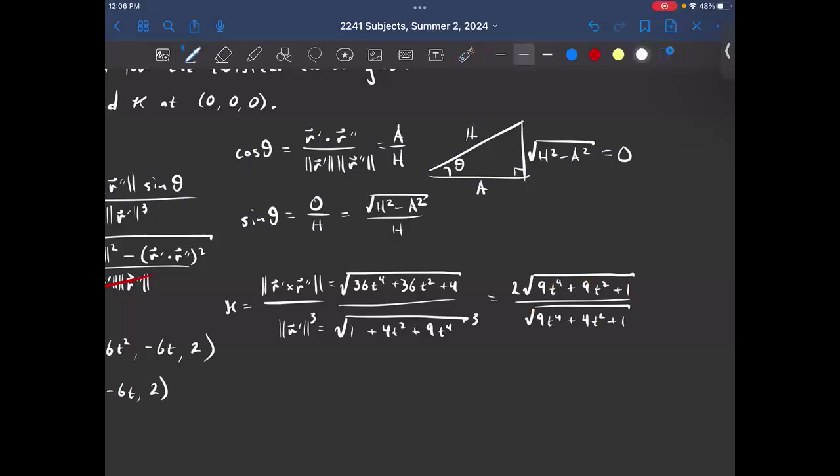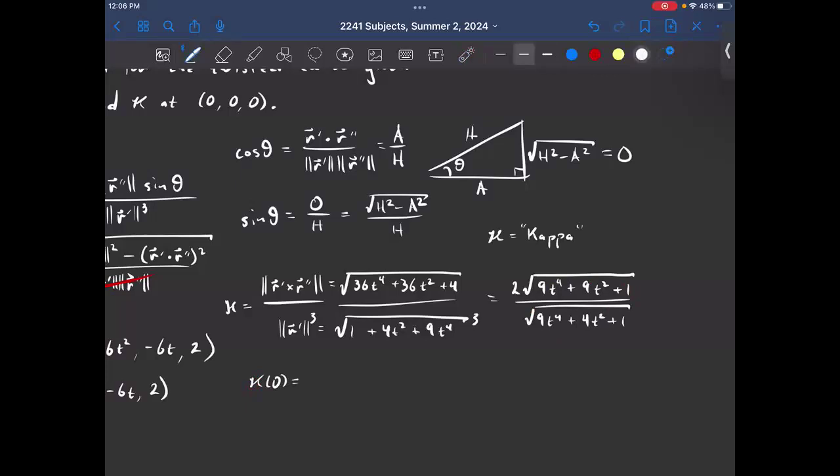All right, and now we need kappa at 0. By the way, yes, this letter that I'm writing is the Greek K. It's called kappa. That's how it's pronounced. Okay.